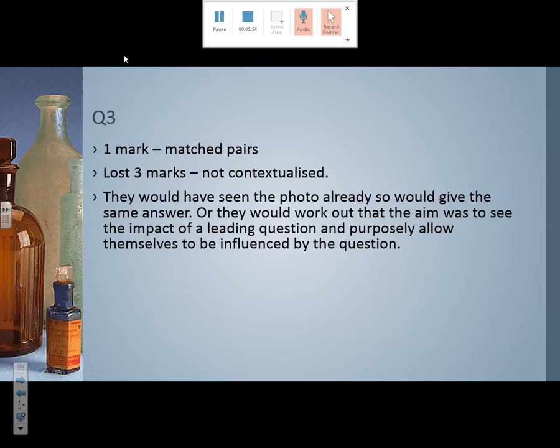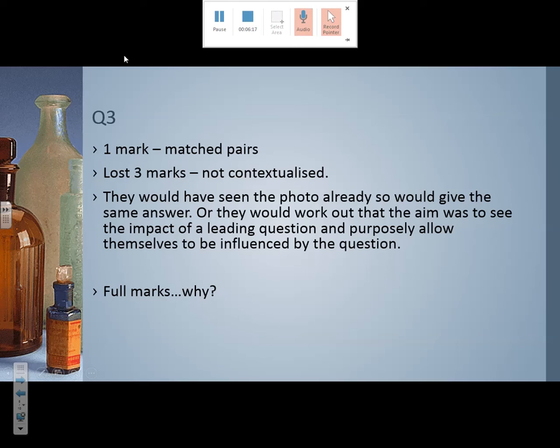So they would see the photo already, so would give the same answers, although they would work out that the aim was to see the impact of a leading question and purposely allow themselves to be influenced by the question. So they've seen the photo already, so would give the same answer. So it's order effect, practice effect, they're better in the second condition. Or they'd work out the aim was the impact of the leading question and purposely allow themselves to be influenced by the question. Demand characteristics, they would be purposely influenced.